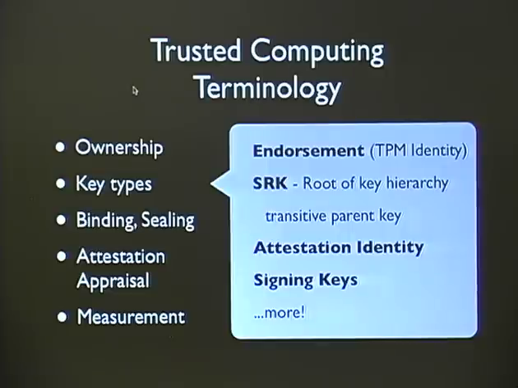Then we have different types of keys, of course. We have the endorsement key, or the TPM identity. This can either be created at manufacturer time, or if you buy a TPM that doesn't have it burned in, you can burn it in yourself. That's a point of focus. If you're going to be buying a TPM, you may want to consider that, because once you write and burn in that endorsement key, you can't do it again. So that's going to be permanently with that TPM.